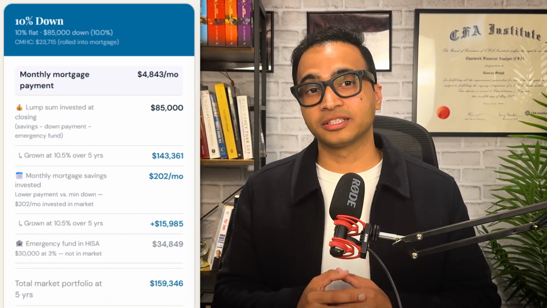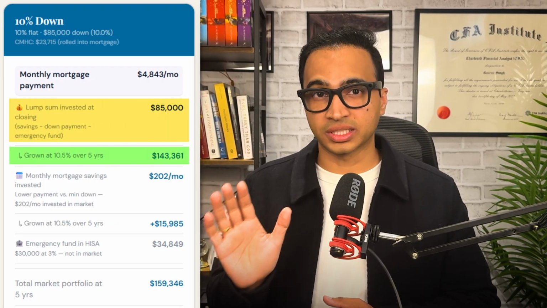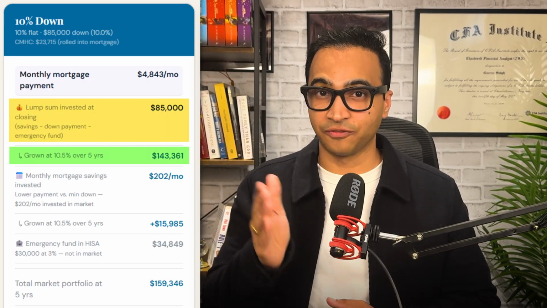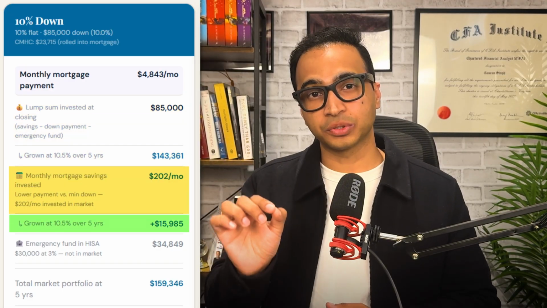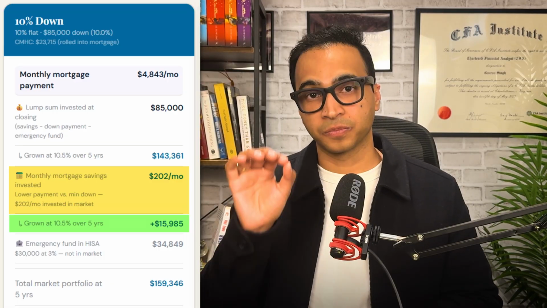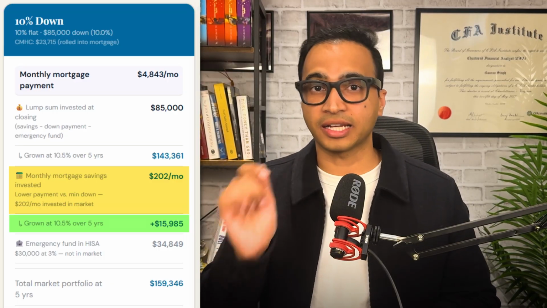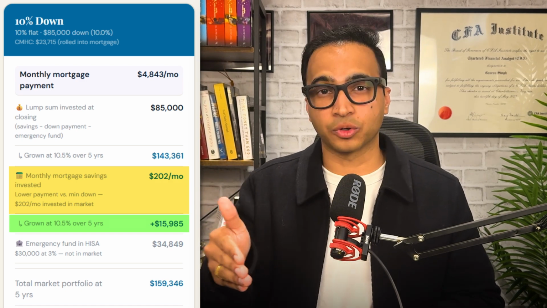Now look at the breakdown inside each card. There are two things building the portfolio number. First is the lump sum at closing, whatever was left after down payment and emergency fund invested from day one. Second is the monthly mortgage savings, because the 10% and 20% down scenarios both have lower payments than the minimum down. That difference gets invested in the market every month. Both streams are showing you their grown value at whichever time horizon you're on.